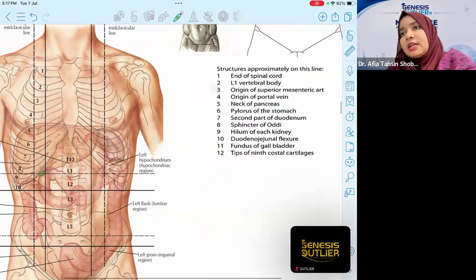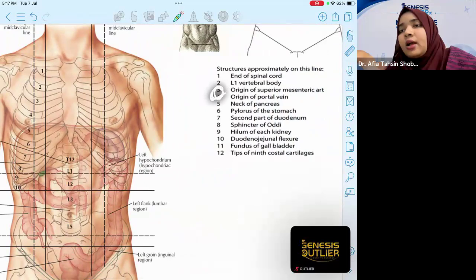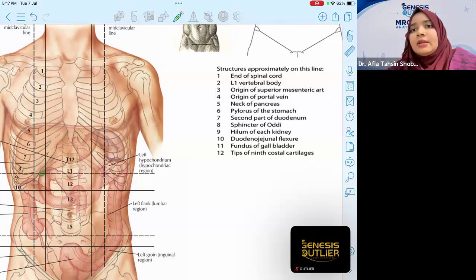Origin of superior mesenteric artery, and origin of portal vein. I will tell you these two things later. Just need to know here the neck of pancreas. Here you will get the neck of pancreas, and the pylorus of stomach, I have already told. Second part of duodenum, and here the first part of duodenum ends and the second part will start. Then you will get sphincter of Oddi, hilum of each kidney, duodenojejunal flexure, fundus of gallbladder, tips of 9th costal cartilage.